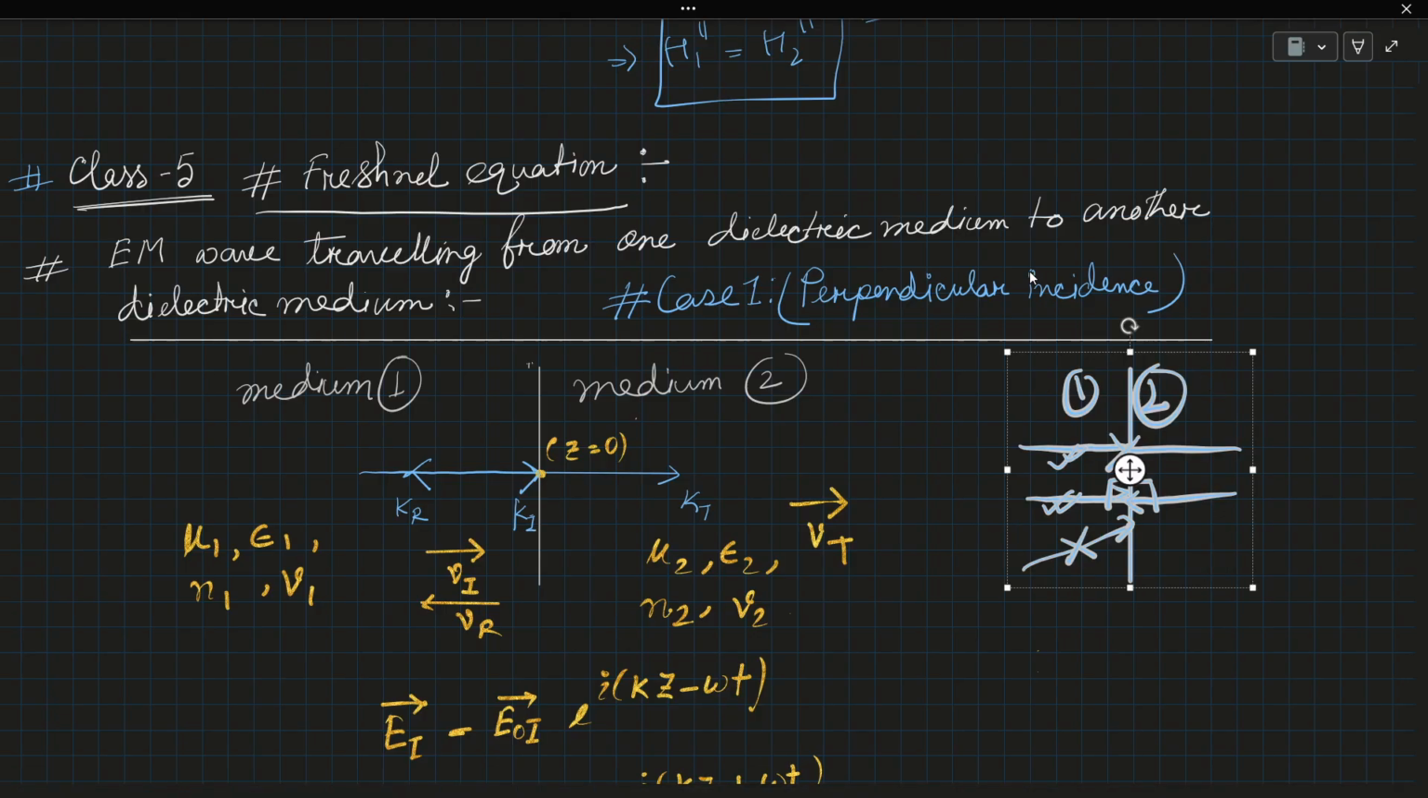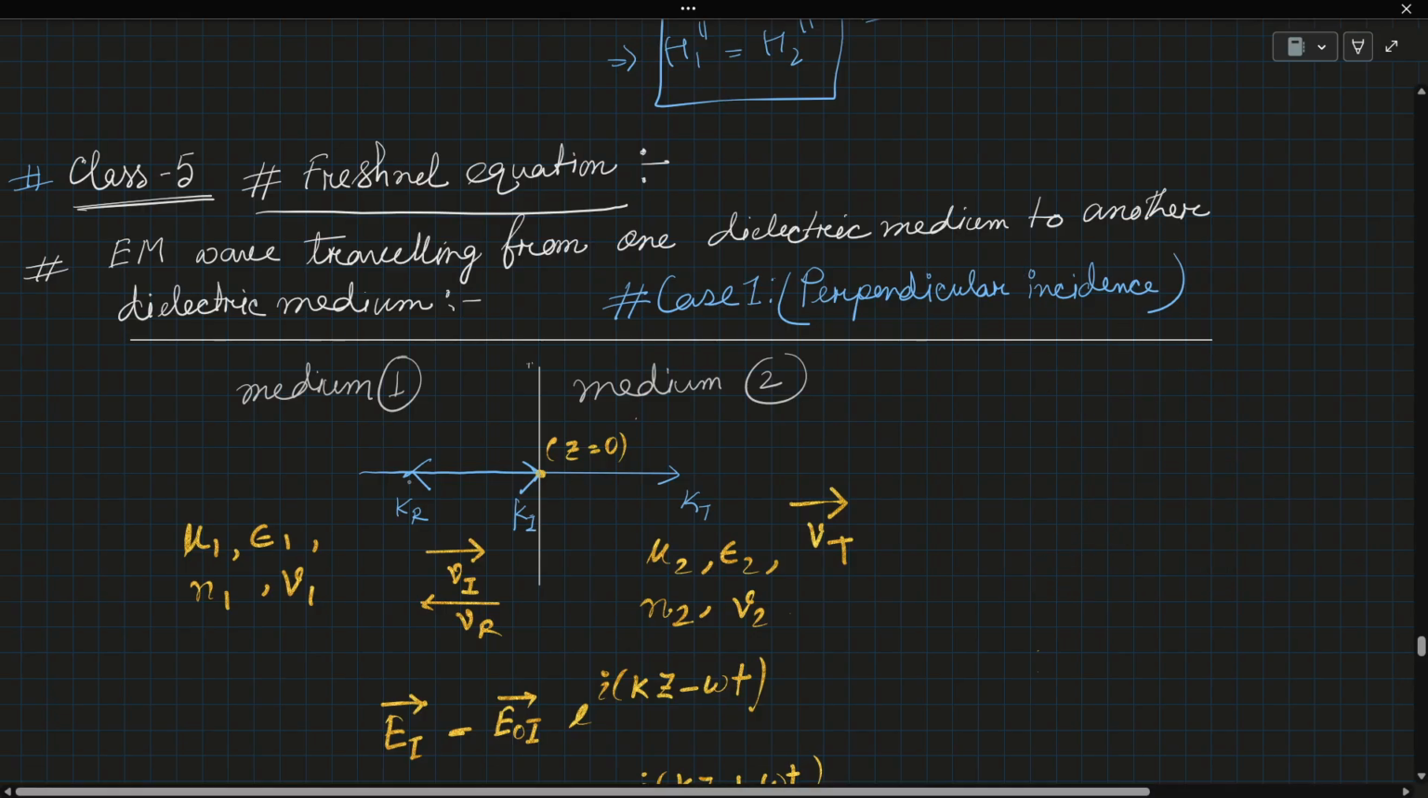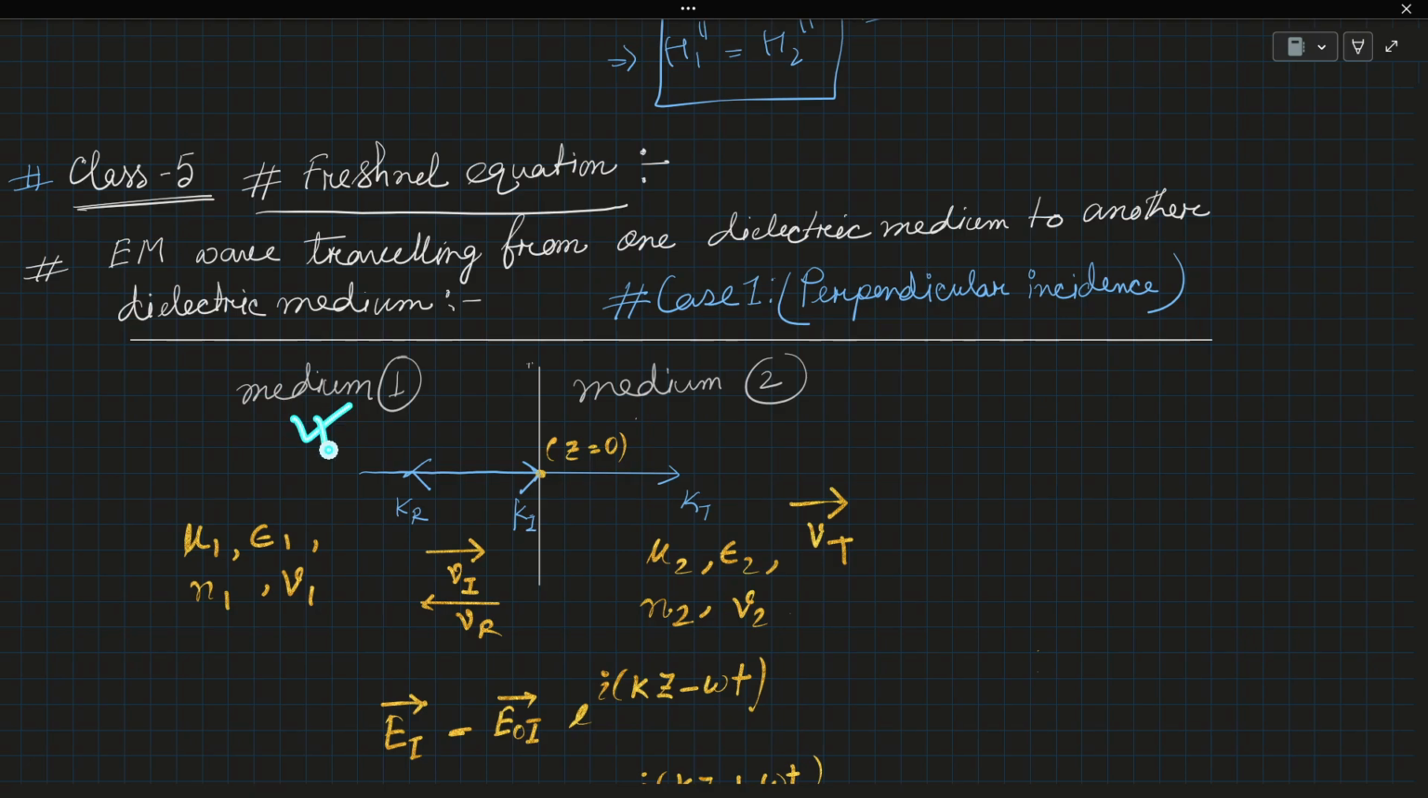Here, as you can see, I have taken two media. This is medium 1 and this is medium 2, and this is the boundary, right? As you can see, the wave is propagating in this direction, then some part of the wave got transmitted and some part of the wave got reflected.